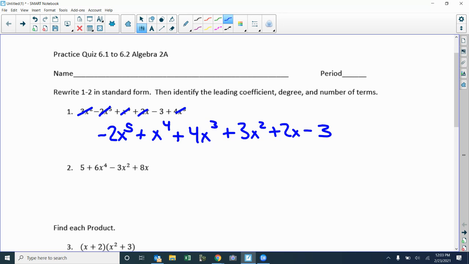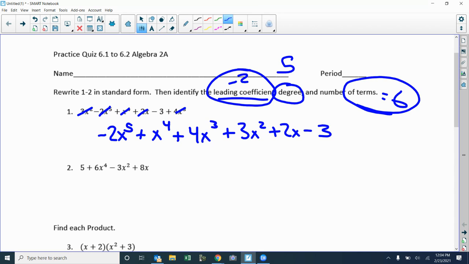So that's how you go about that. So what is the degree? So the degree of this is 5. The lead coefficient would be negative 2. And the number of terms, 1, 2, 3, 4, 5, 6 terms. Number of terms is 6. Everybody okay with that first one? That's pretty easy. You should be able to make some hay on that one.